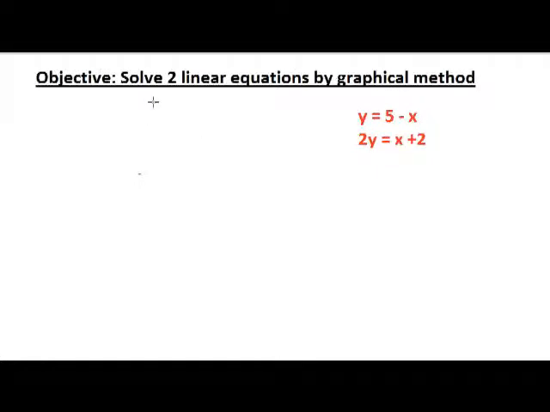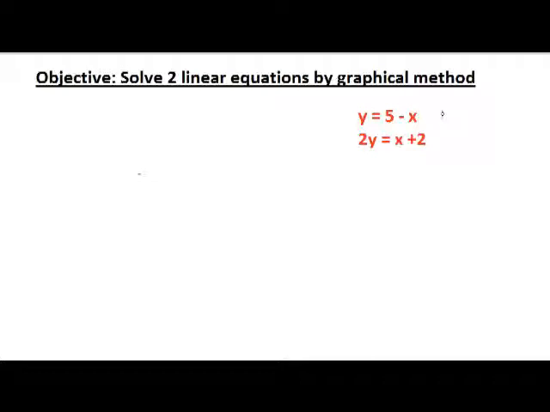The objective of this video is to show you how to solve two linear equations by graphical methods. When solving two equations simultaneously, our main purpose is to find a common solution which works for both equations. In other words, we need to find the value of x and y which satisfy both equations simultaneously.